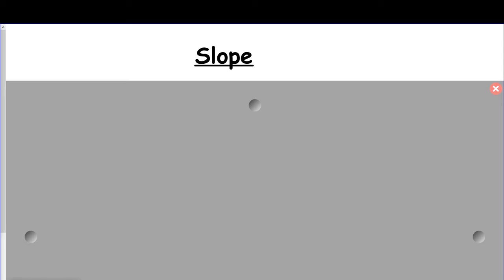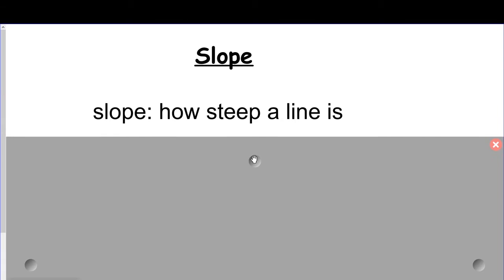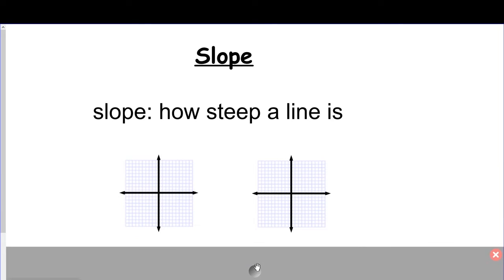Alright, let's first discuss the definition of slope. Slope is basically the term in mathematics that we use for the steepness of a line or its inclination. A better representation of that would be if I had 2 graphs. If I had the first graph that had a line that looked like this, and then the second graph I had a line that looked like this, the second graph would have a greater slope because it is steeper. It has a greater inclination.